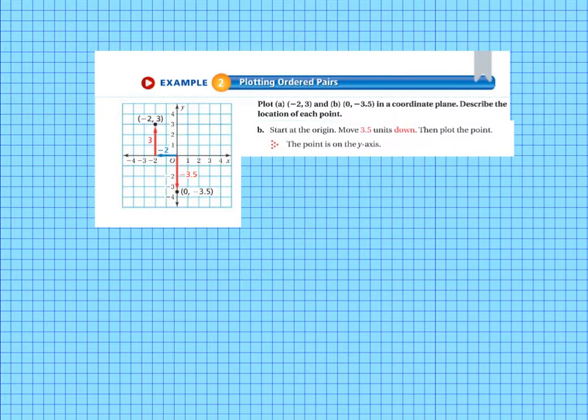Okay, we are on example 2b, and so now we are plotting (0, -3.5). So our x-coordinate is 0, so that means we don't go anywhere on the x-axis, but our y-coordinate is negative 3.5, so that means we need to go down 3.5 units. So we zip down here 3.5 units, and we are right on that y-axis. So instead of having to choose a quadrant, this time we just say that the point is on the y-axis.